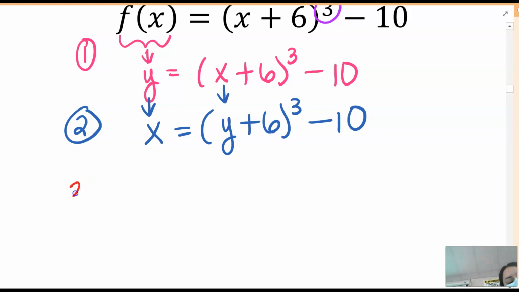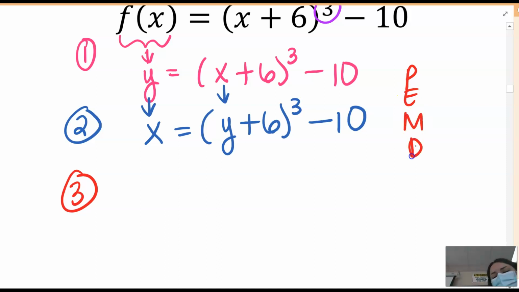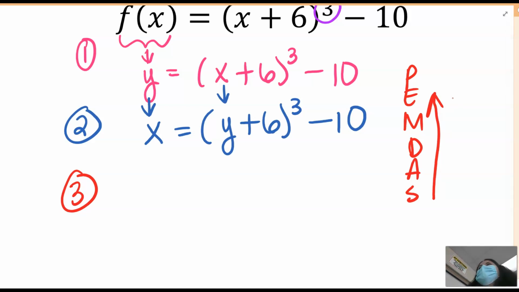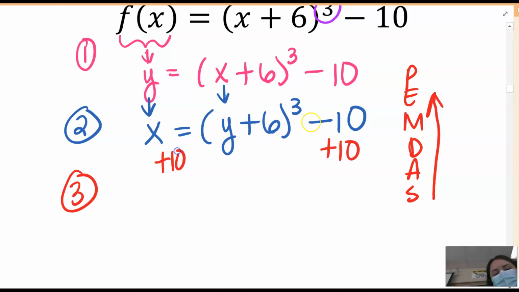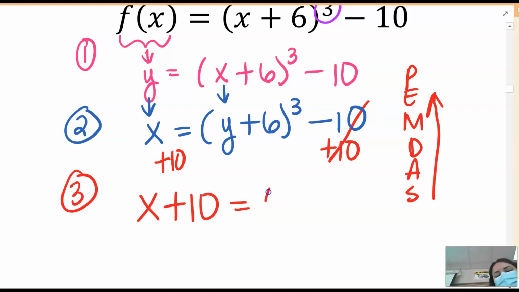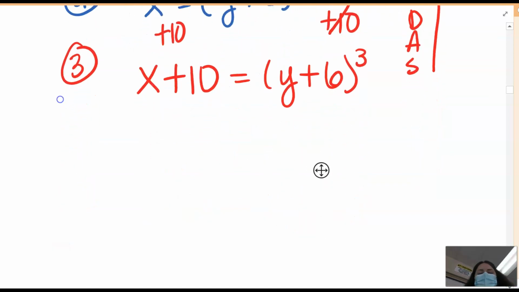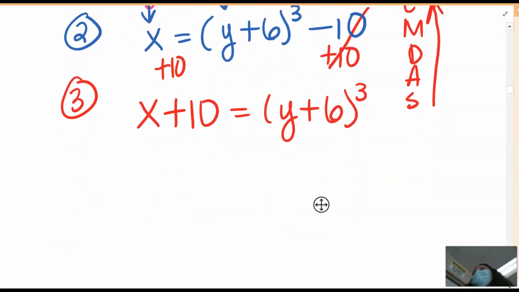For step number 3, I'm going to solve for y by using PEMDAS in reverse. We're doing inverse operations to solve for y. What do we get rid of first? The 10. It's negative, so I need to add 10 to each side. So this is going to be x plus 10 equals y plus 6 to the 3rd power. And then I have that cube and the 6 still attached to the y.